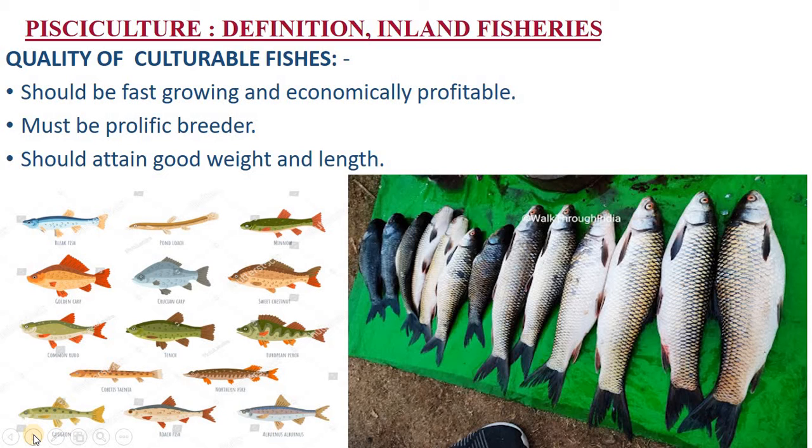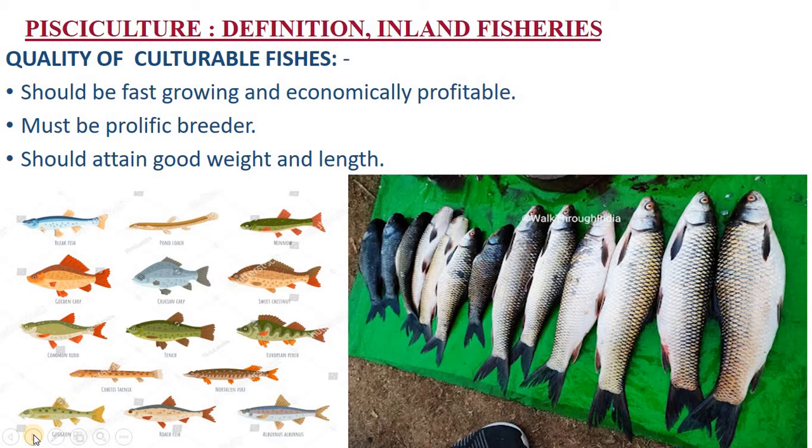Further properties of culturable fishes: they should be fast growing. The fishes should be fast growing and economically profitable, economically viable. Economically, the farmer should get some sort of income after his expenditure. He should get some reasonable income. That is another property of culturable fishes.